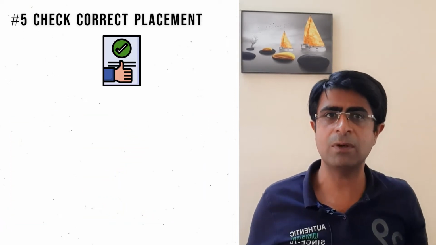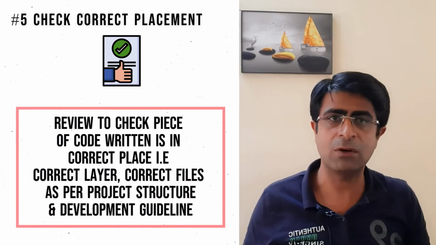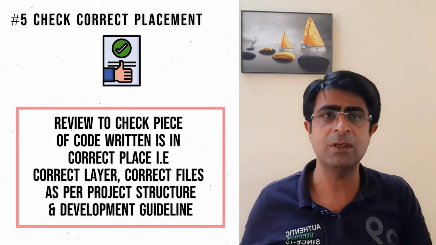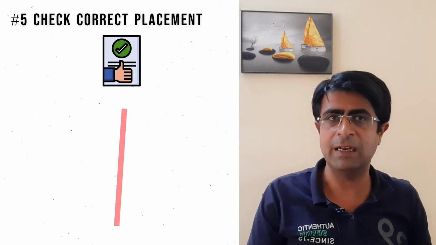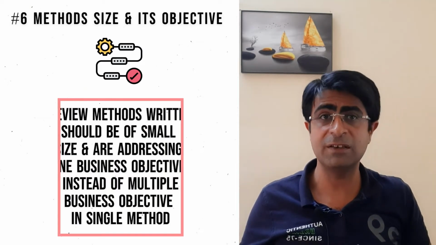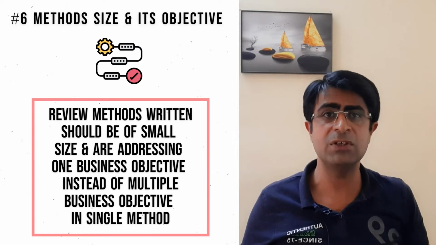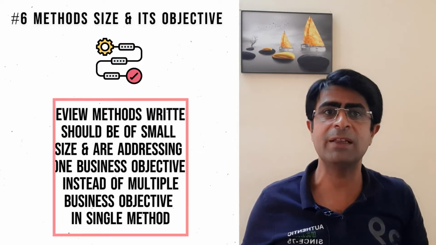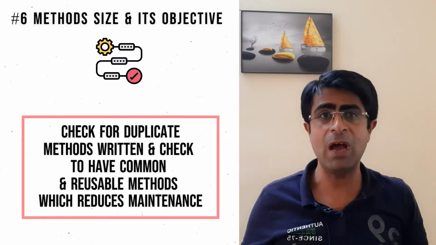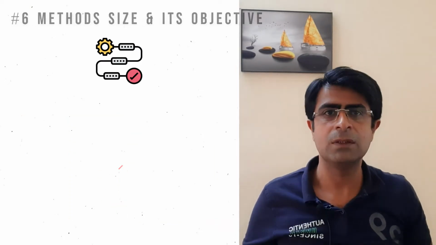Check correct placement of the code. Review to check whether a piece of code written is in the correct place or not. That is, in the correct layer and in the correct file itself as per the project structure and development guideline. Check method size and its objective. Review method written should be of small size and addressing a single business objective instead of multiple business objectives in a single method. Check for duplicate methods and check to have common and reusable methods in order to reduce the maintenance.